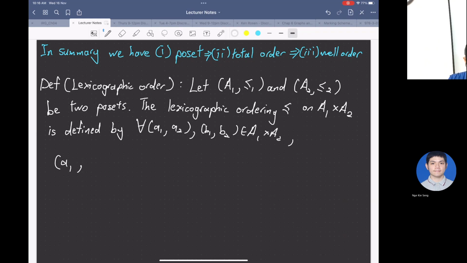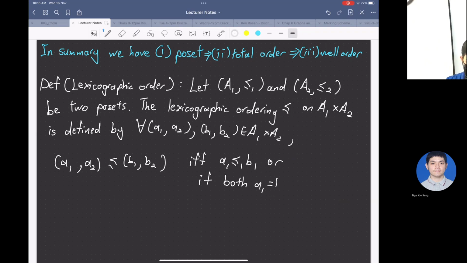So when is (A1, A2) less than (B1, B2)? If and only if A1 is less than or equal to B1, or if both A1 equals B1 and A2 is less than or equal to B2. Okay, so just give a clear example, you will see it.